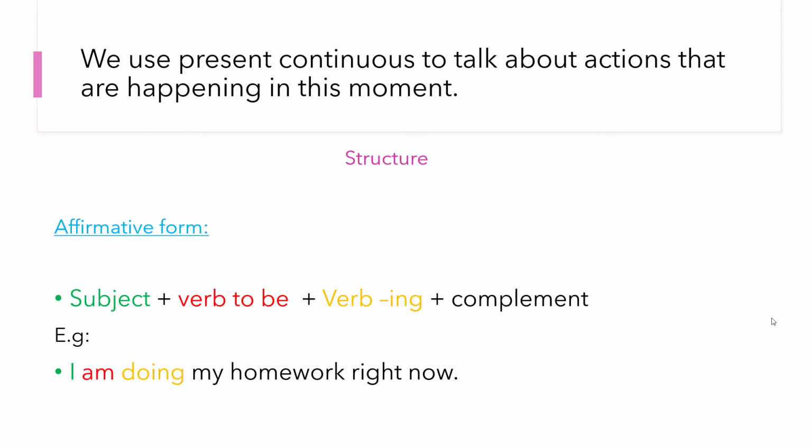So let's see the structure of the tense. First, affirmative form.